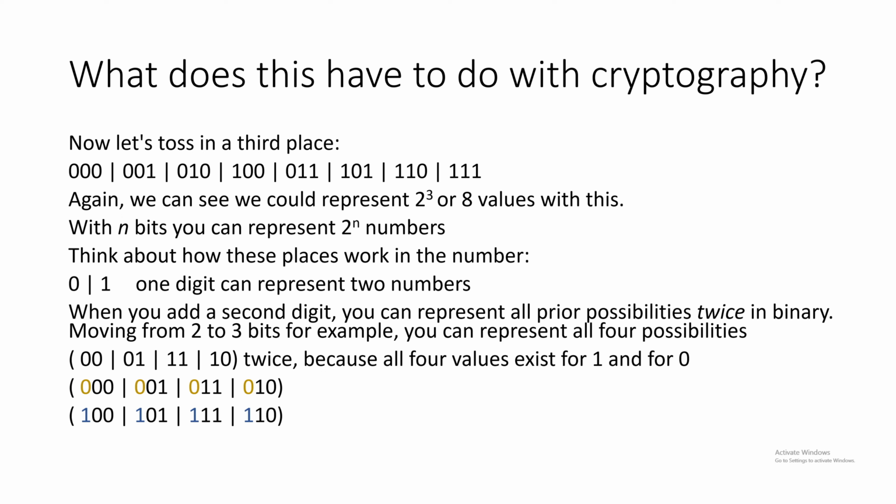So think about how these places work in the number. With a 0 or 1 digit, you can represent 2 numbers. When you add a second digit, you can represent all the prior possibilities twice because it's binary. If it was base 10, like decimal, you would be able to represent 10 times as many. Moving from 2 to 3 bits, for example, you can represent all 4 possibilities of 00, 01, 10, and 11 twice because all 4 values exist for 1 and for 0. So when the third digit is 0, you can represent all 4 of these values as themselves. And then you can flip the first bit, so instead of being 0, it's a 1, and you can represent all those values again. So you have just doubled the number of values that you can represent.